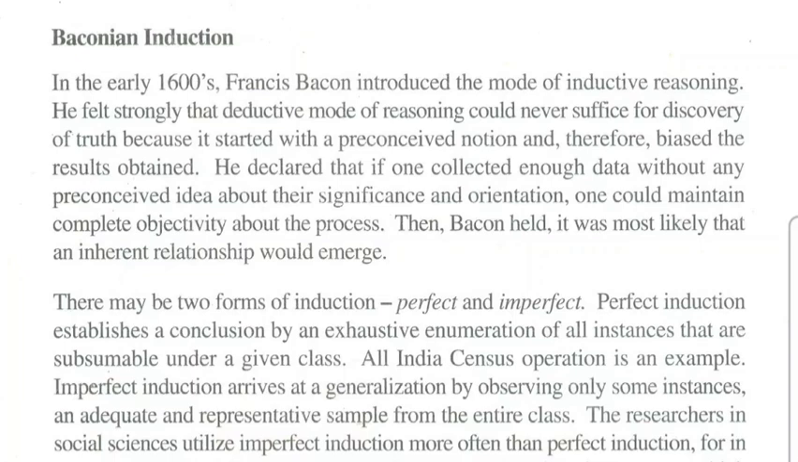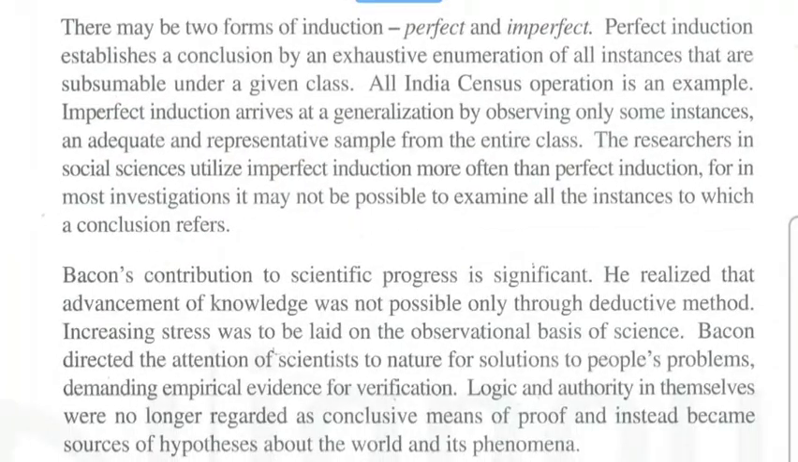There may be two forms of induction, perfect and imperfect. Perfect induction establishes a conclusion by an exhaustive enumeration of all instances that are subsumable under a given class. All India census operations are an example. Imperfect induction arrives at a generalization by observing only some instances, an adequate and representative sample from the entire class. Researchers in social sciences utilize imperfect induction more often than perfect induction, for in most investigations it may not be possible to examine all the instances to which a conclusion refers.